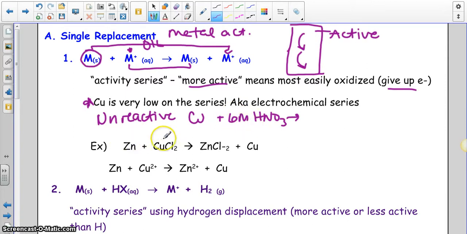The example here is zinc plus copper(II) chloride yields zinc chloride and copper. When we do our net reaction equation, our chlorines cancel out. This worked out because we had 2 being the oxidation state change of zinc and 2 being the oxidation state change of copper. You can write those out. Therefore, we needed no multipliers or coefficients.